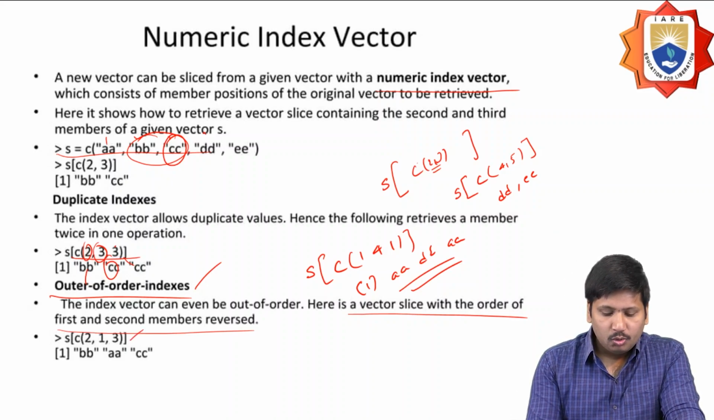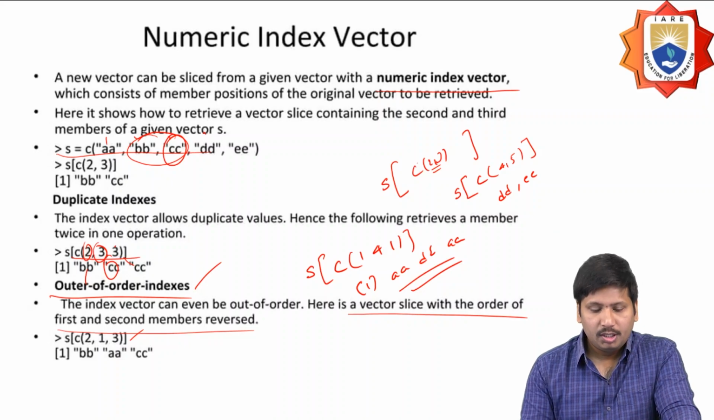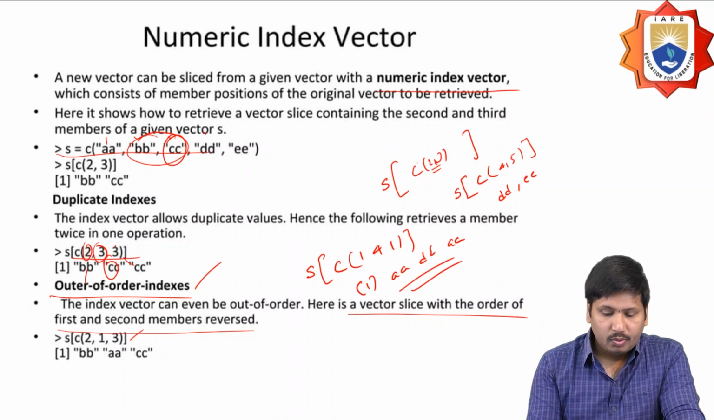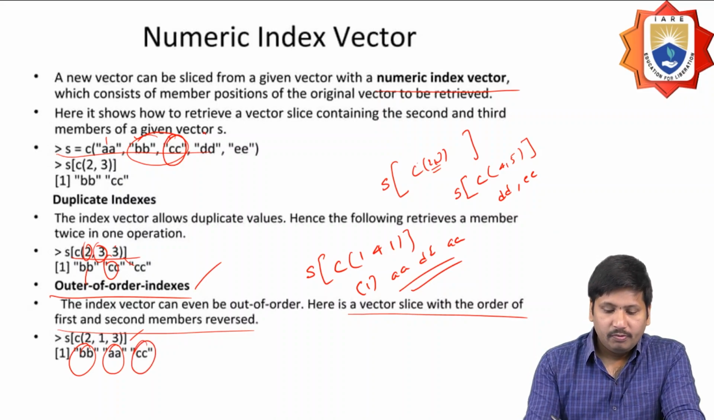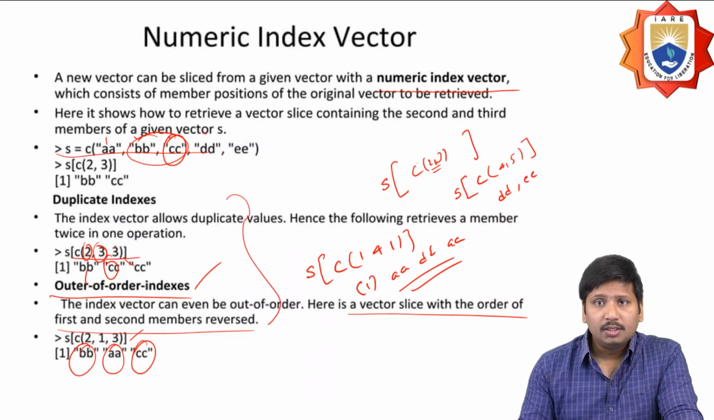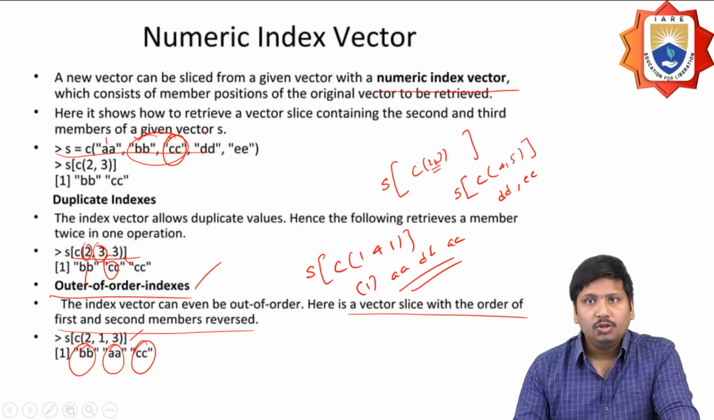So if I write 2, 1, 3 here, how does this 2, 1, 3 come? So 2 is BB, 1 is A, and 3 is CC. So these are some of the special cases I'm going to explain in this numeric index vector.